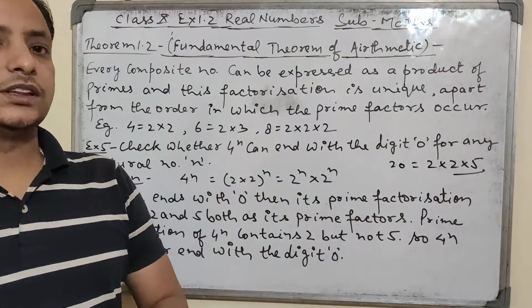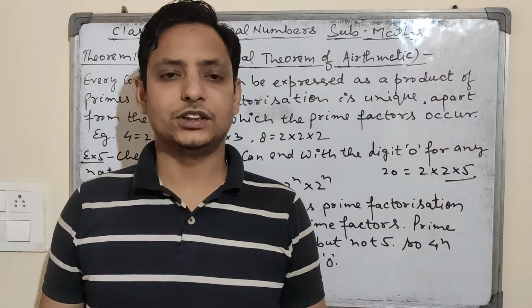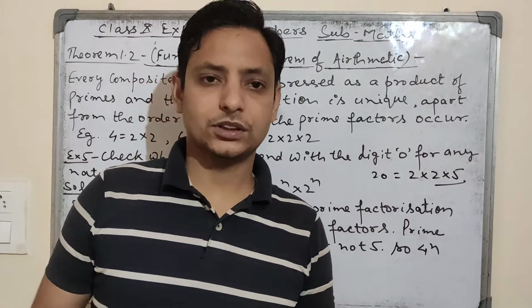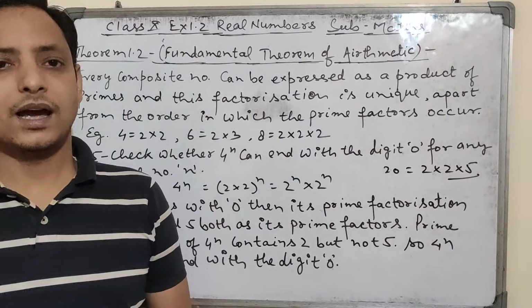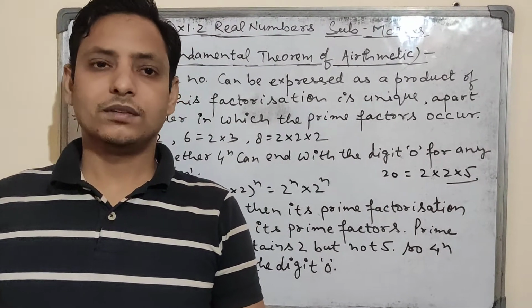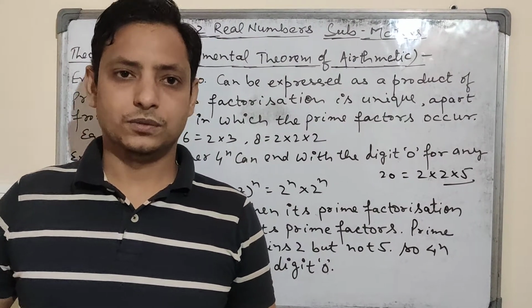So if a number ends with digit 0, then its prime factorization must contain 2 and 5. But in the prime factorization of 4 to the power n, we have only 2. So it will never end with digit 0.